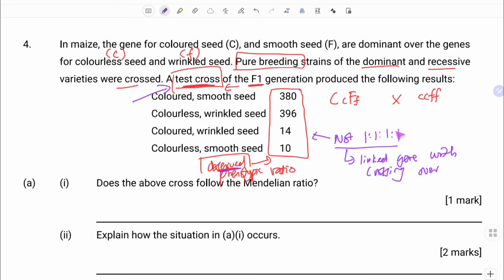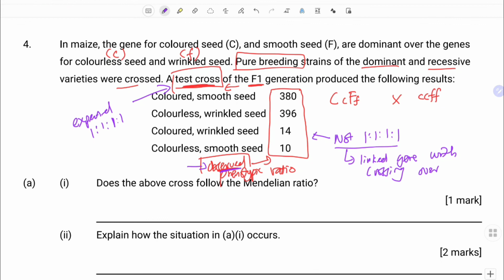Asalkan the phenotypic ratio is not 1,1,1,1, it means that sekarang apa yang berlaku adalah it involves linked gene with crossing over. So itu je explanation for this kind of result, iaitu related to the observed phenotypic ratio. So question number 1, does the above cross follow Mendel? So the answer is no. Kenapa? Sebab Mendel cakap kalau test cross mesti 1,1,1,1. So apa yang Mendel cakap itu merujuk kepada perkataan expected. The expected ratio is 1,1,1,1.